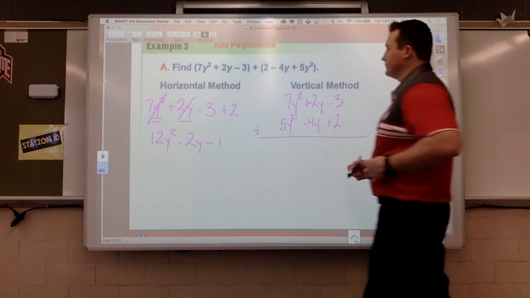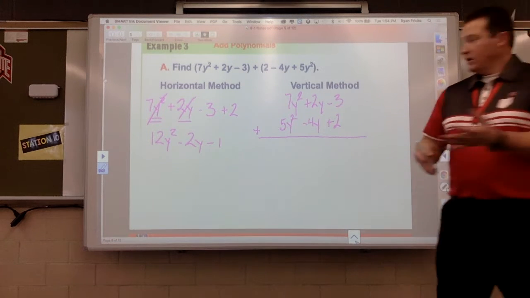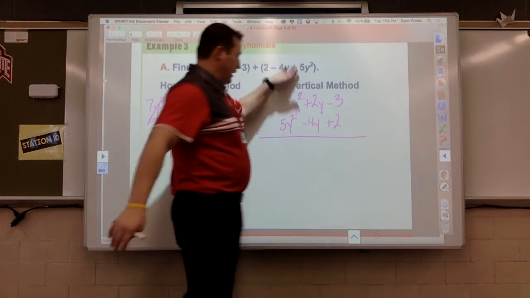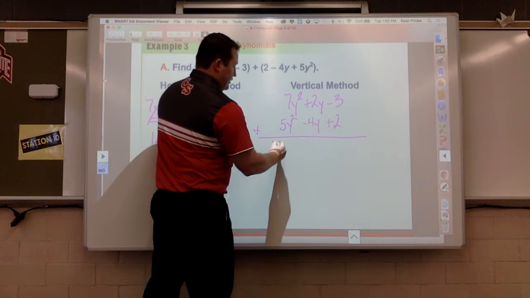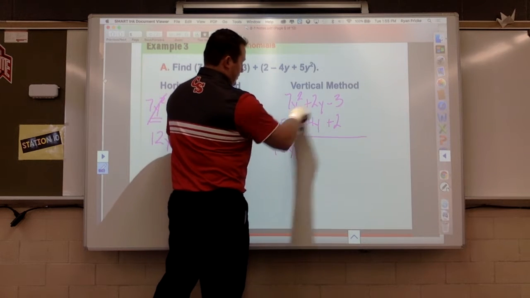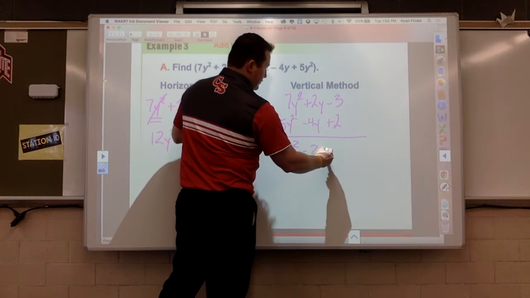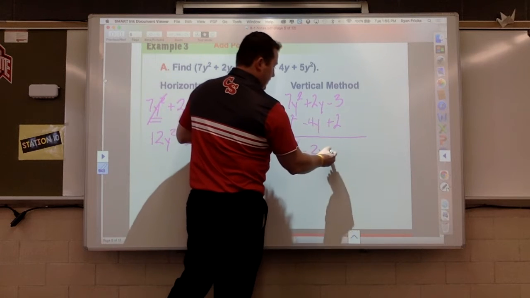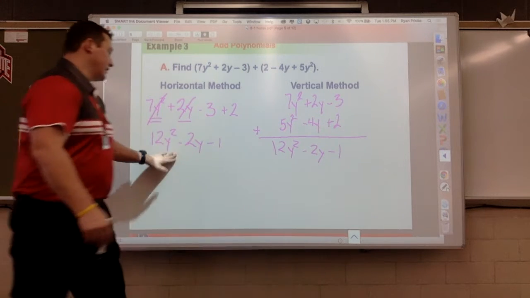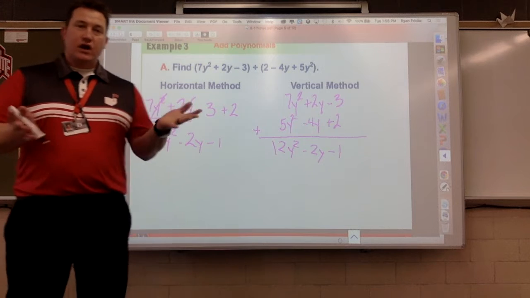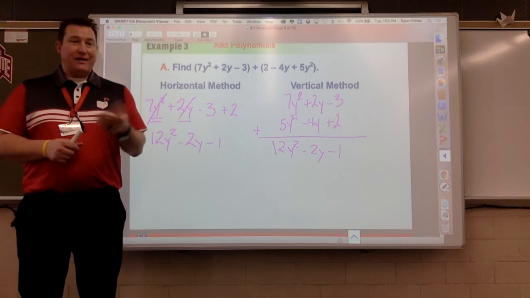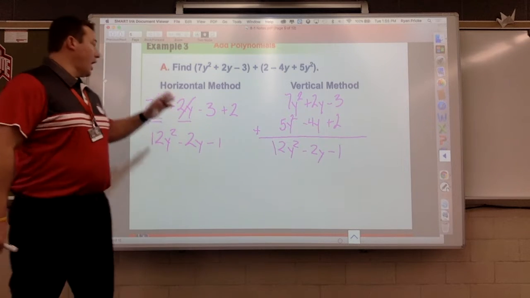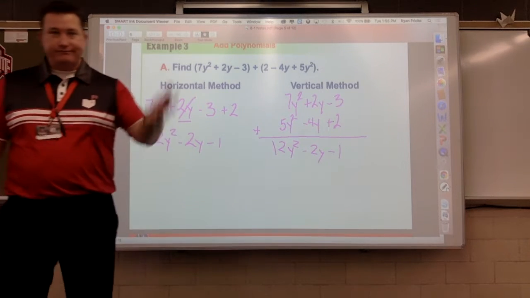Now go ahead and just add these like we normally would. We're just going to go straight down. Again, both of these methods give 12y squared, negative 2y, negative 1. Both of them yield the same trinomial, two different ways. Whatever way you're more comfortable with, I'd like you to do. I just stick with horizontal, that's what I've always done.